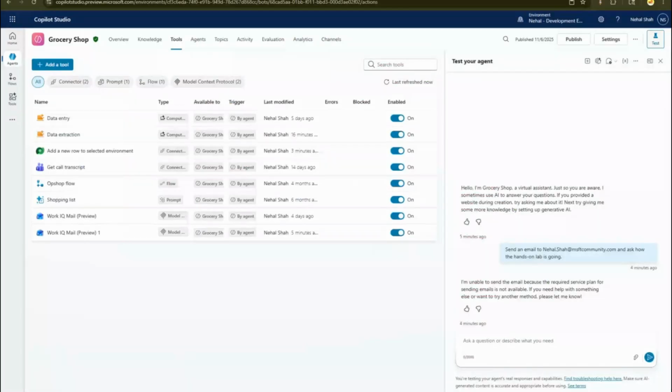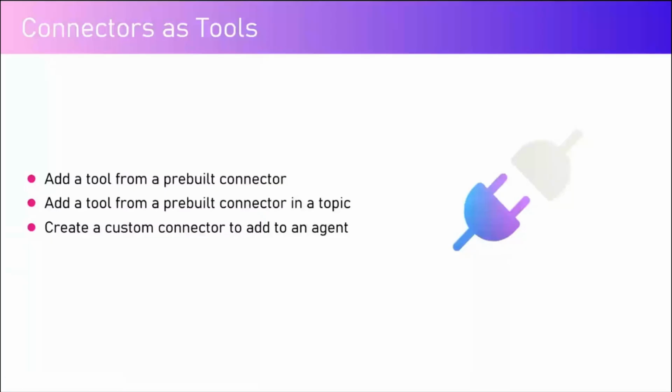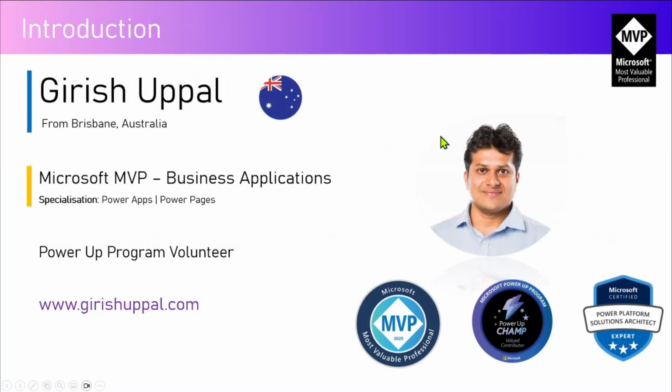And with that, I would like to hand over back to Girish. Just to give an introduction, I'm Girish. I'm from Brisbane, Australia. So I'm a Microsoft MVP for business applications. I specialize in Power Apps, Power Pages, but I do other work on Power Automate, Power BI, Dynamics 365, and Microsoft 365 as well. So I'm a part of program volunteers.